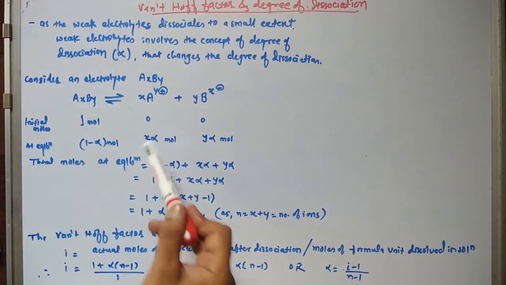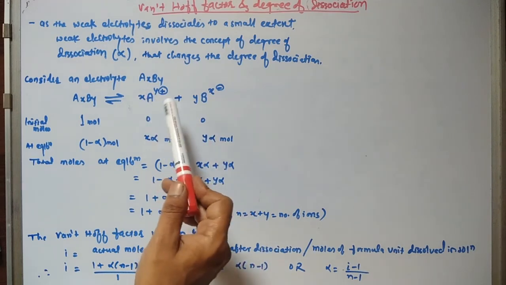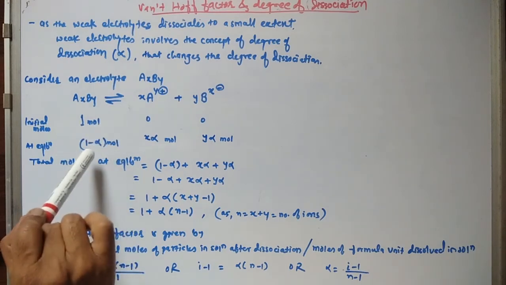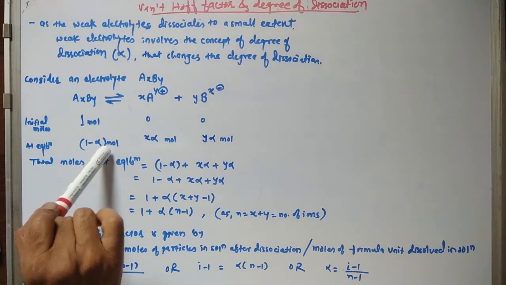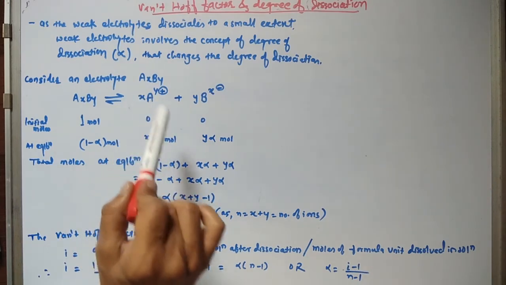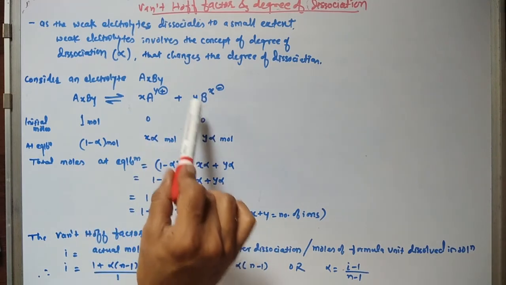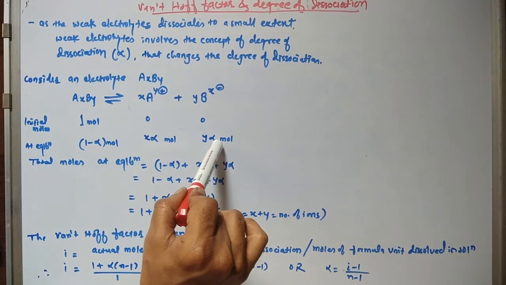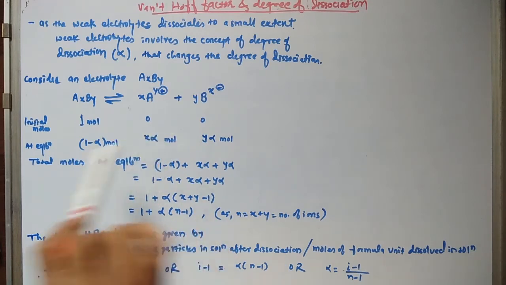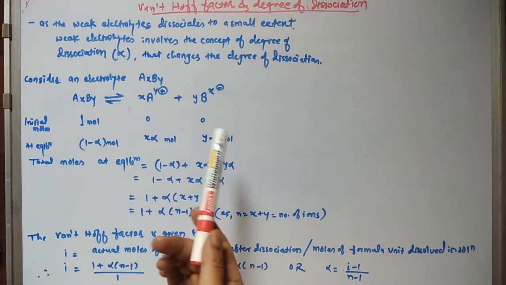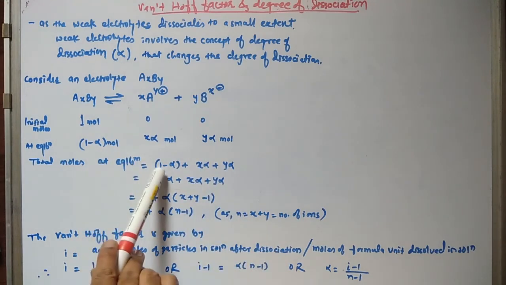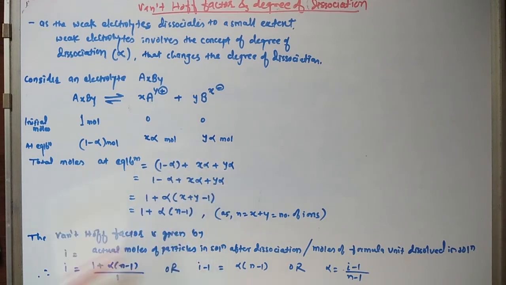At equilibrium, if alpha number of moles are dissociated, then the number of moles of AxBy undissociated left in the solution is 1 minus alpha mole, and that of A cation is x into alpha, where x is the coefficient, and y is the number of moles of anions, so y times alpha. So these are the total number of moles of each of them at equilibrium. Now the total number of moles at the equilibrium state is 1 minus alpha plus x into alpha plus y into alpha.